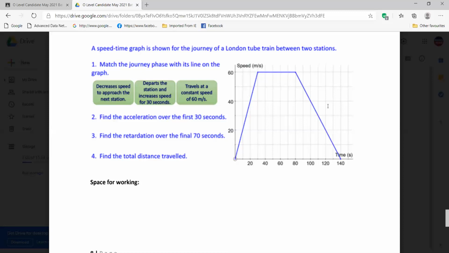Yes, sir. 60 meter per second. And U is 0. You started from 0. Then your time is 30. Then what is the acceleration? 2. If you say only 2, is it okay? 2 meter per second square. Very good. Then continue.